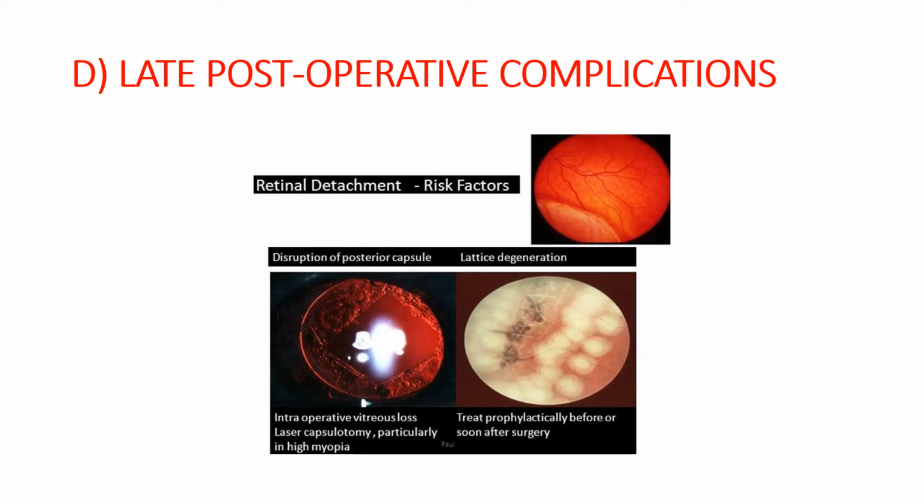Second, a very common risk factor is again PCR, posterior capsular rent, because posterior capsular rent will be followed by some vitreous loss or vitreous prolapse. If there's a vitreous prolapse, it will cause traction on the retina, and if the traction is severe enough, it can cause retinal detachment later on. So these are the risk factors, and this retinal detachment is again an emergency situation which needs to be managed immediately.